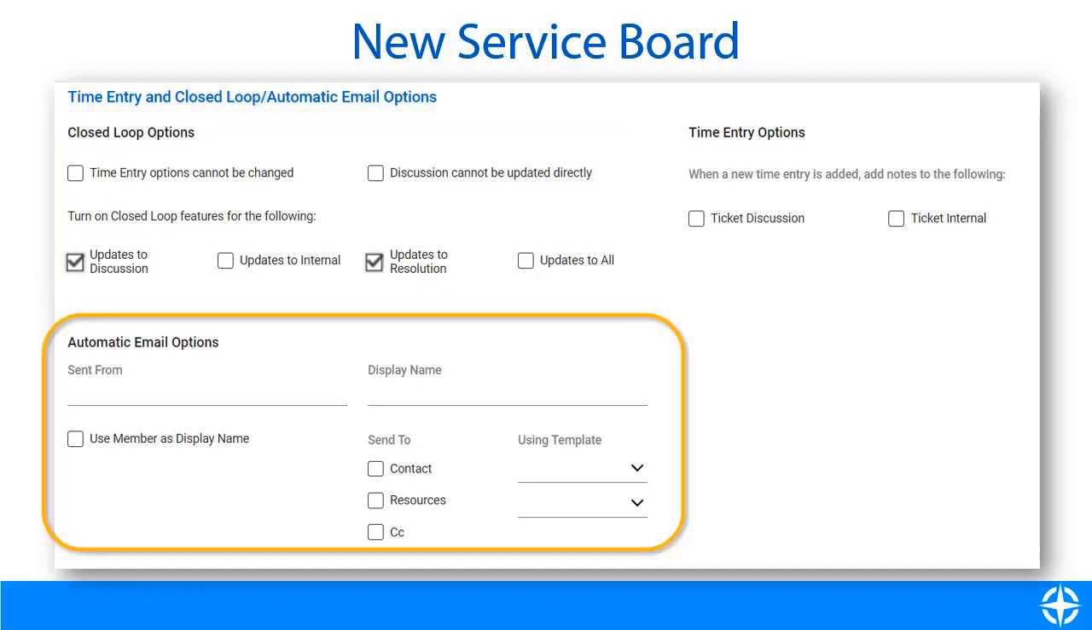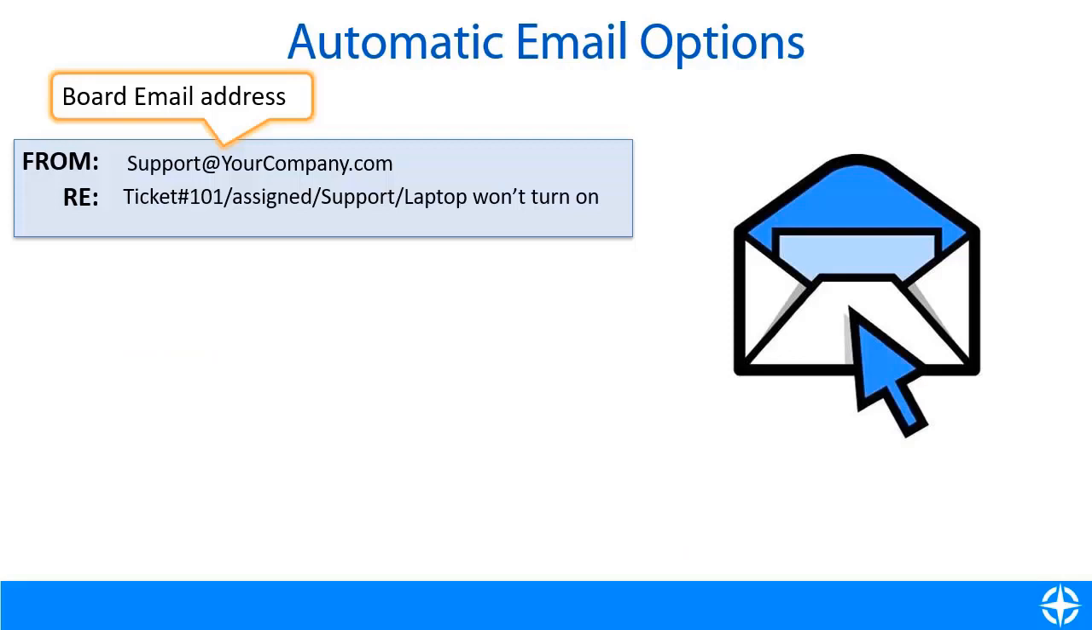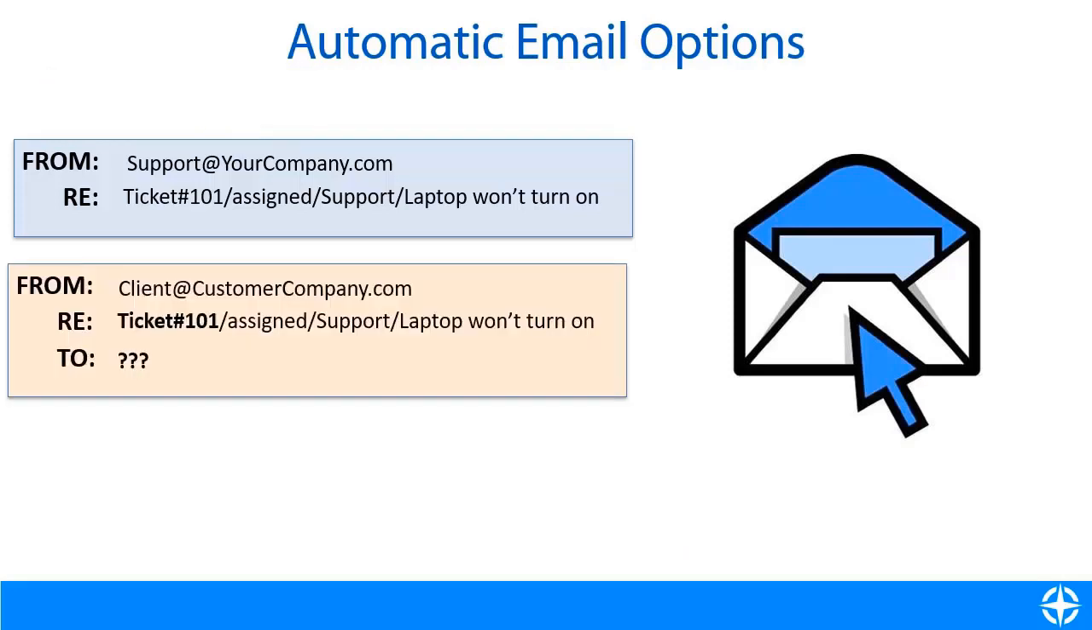Under the Automatic Email Options section in the Sent From, is where to enter your email connector address, such as support@yourcompany.com. That is the address your client will see when you use closed loop and you update the ticket and email the notes from the ticket. When the recipient replies, the email connector will thread the reply back into the original ticket.